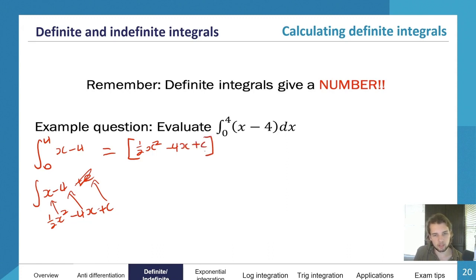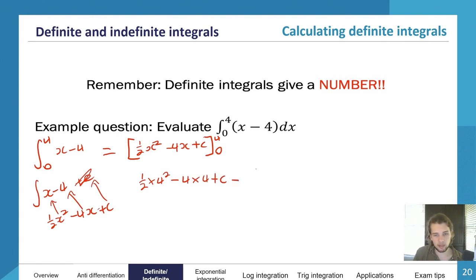And we put these in these square brackets, and then we put our same numbers that we have here at the end of these square brackets, because we still haven't used them yet. Now what we do is we substitute the first number in. So we go 1 over 2, the top number here, so that's 4 in this scenario, times 4 squared, minus 4 times 4, plus c.